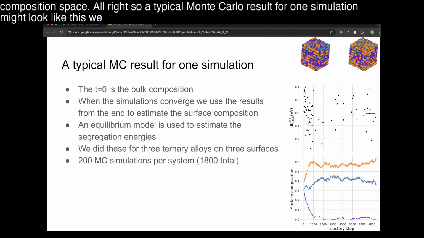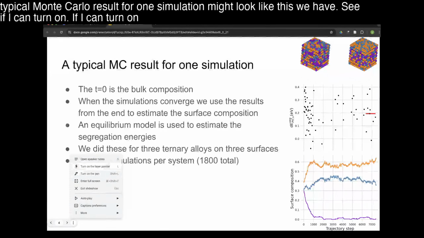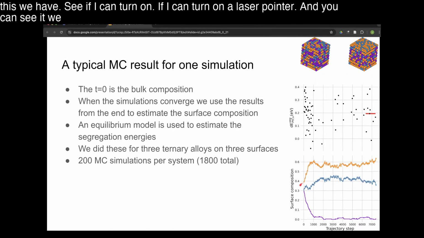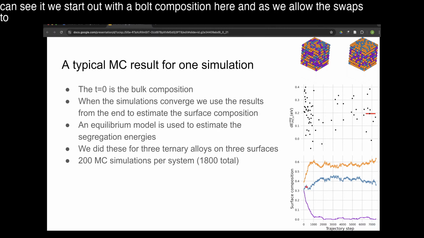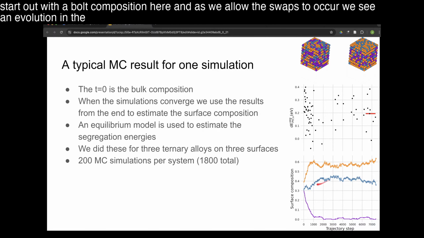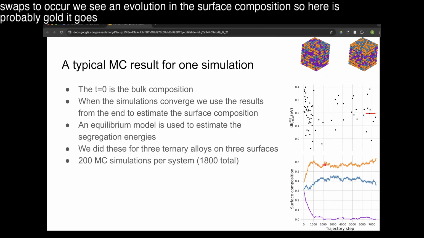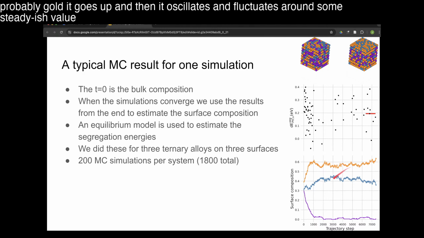We have, let's see if I can turn on a laser pointer, and you can see it. We start out with a bulk composition here. And as we allow the swaps to occur, we see an evolution in the surface composition. So here is probably gold. It goes up and then it oscillates and fluctuates around some steady-ish value, and you see something like palladium going down to near 0.